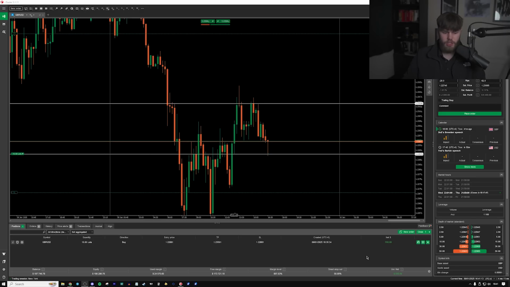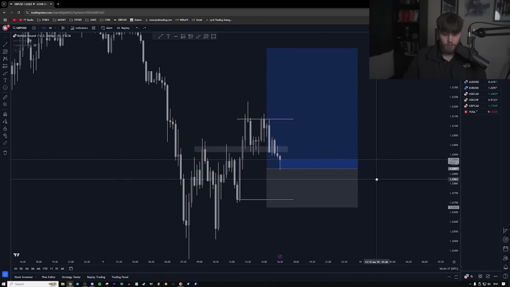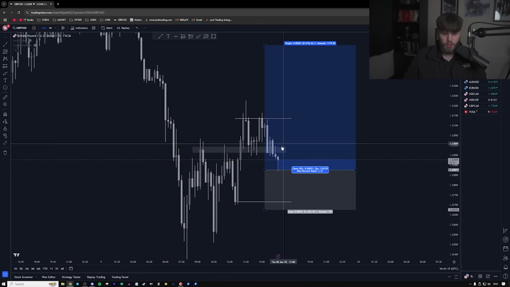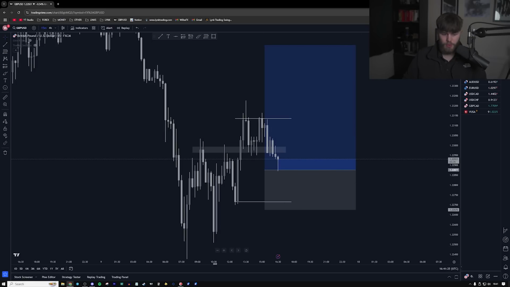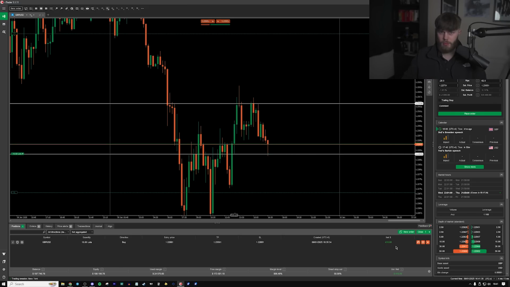Okay, price is actually rejecting this level really well. As you can see, even if we look on the TradingView, price came in, obviously we got entry, and then price is now rejecting to the upside around 5.5 pips or so currently, which is great because that means obviously every pip is $100 profit. So if we go up 20 pips, we're up obviously 20 times 100, which is 2,000.